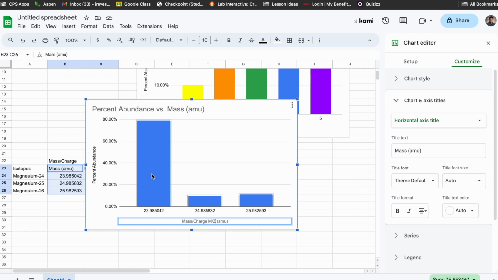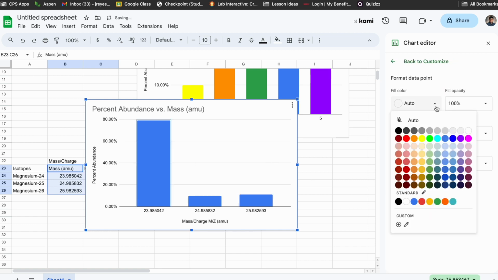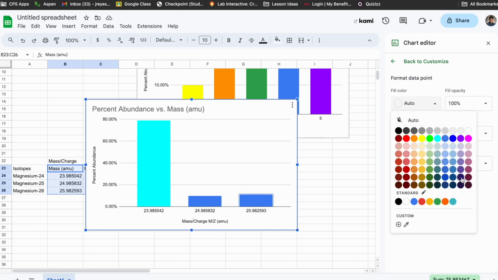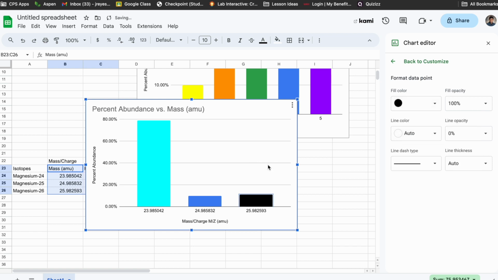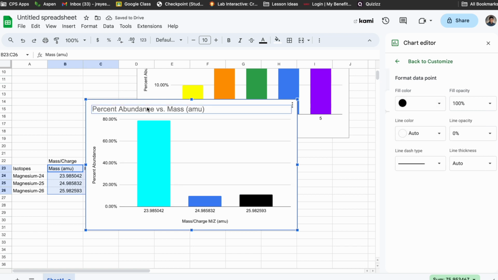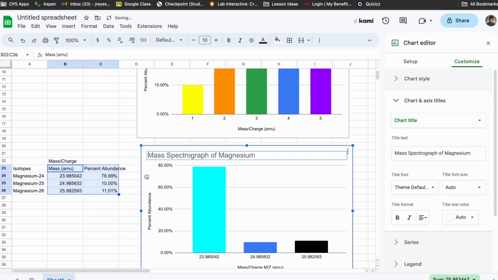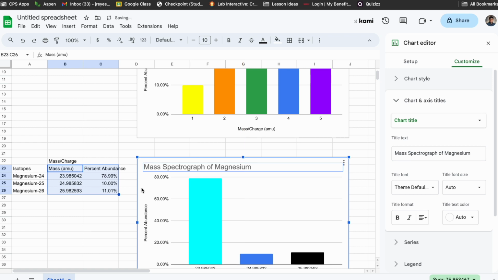And what I'm going to do here is I'm going to change some of these colors. You don't have to. The only reason that I'm doing it is so that it's just slightly more visible, so it's just a little bit easier to see the differences here. And I'm going to make this black just so they all kind of stand out a little bit from each other. And I'm going to say that this is the mass spectrograph. Again, you don't have to do this, but just so you can see where these things come from, of magnesium. All right, and so I'm going to move this down here. And now we have R2.